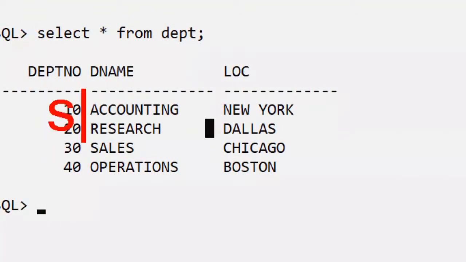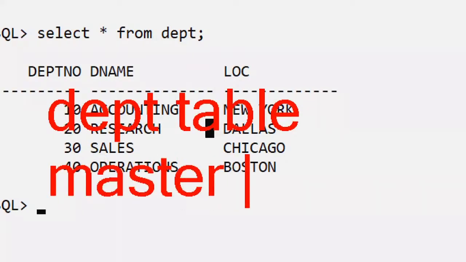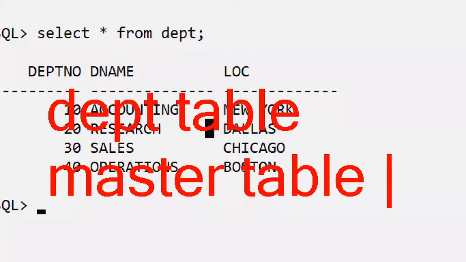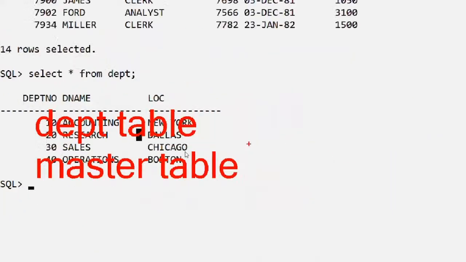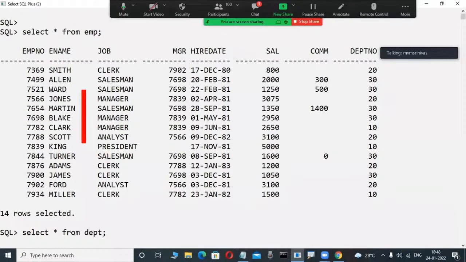DEPT table is a what? Observe here. DEPT table is a master table. What is this one? A small table. But this is a master table, Oracle Corporation giving. Again here, EMP table is a what? A child table. Really, EMP is a child table.